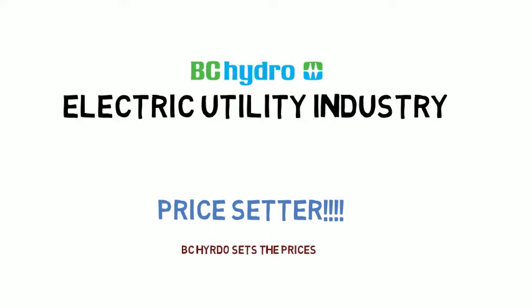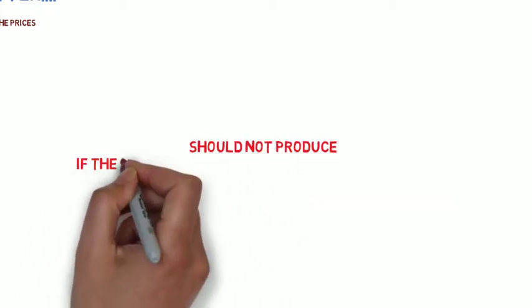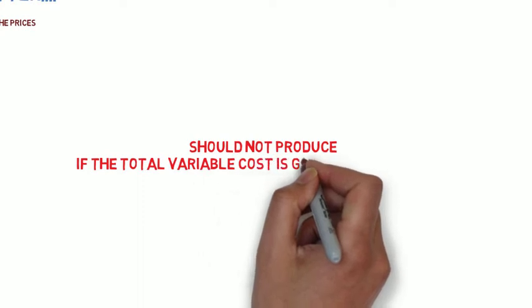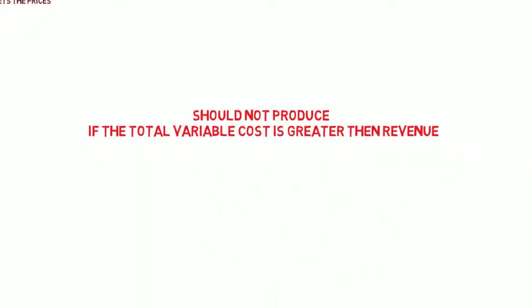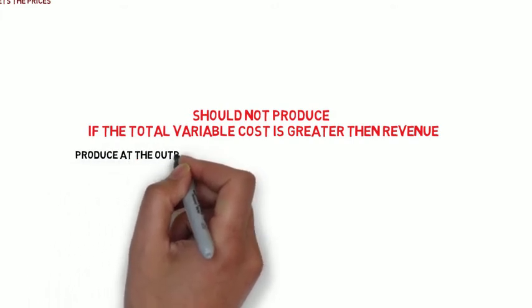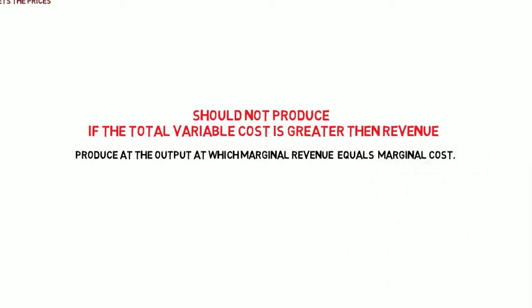Industries that are monopolies, oligopolies, or monopolistic competition are price setters, whereas industries in perfect competition markets are price takers. Like other market structures, in the short run, a firm should not produce if the total variable cost exceeds revenue. If it is worthwhile for the firm to produce at all, the firm should produce at the output at which marginal revenue equals marginal cost.